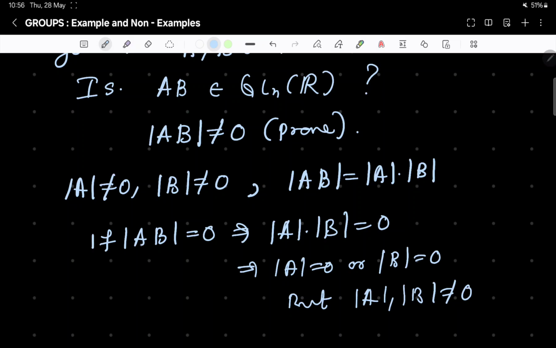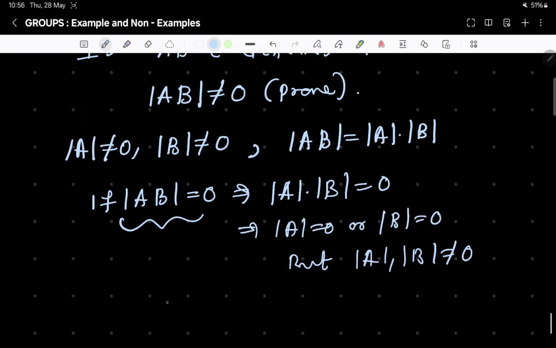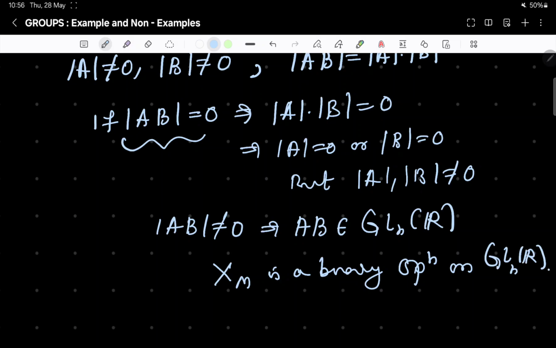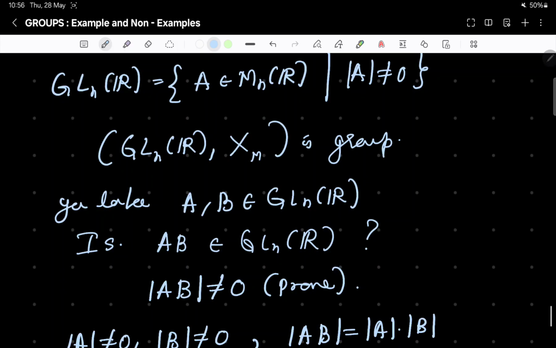The contradiction happened because we assumed the determinant of AB is 0. So that is not a possibility. So the determinant of AB is non-zero, and that proves AB is inside GL_n(R). So this is a binary operation. Matrix multiplication is a binary operation on GL_n(R). In all these cases, the binary operation is there, the inverse exists, the identity exists, so it is a group.